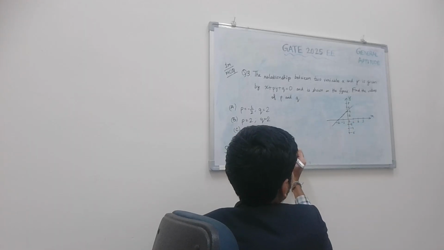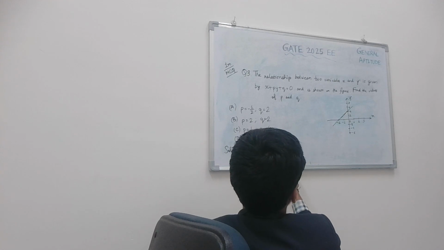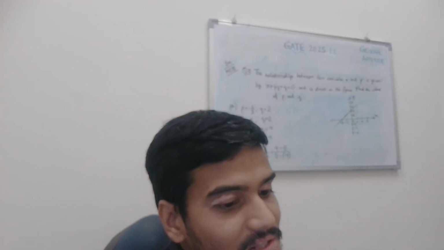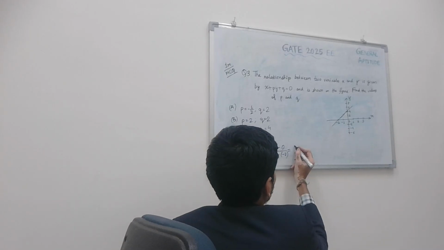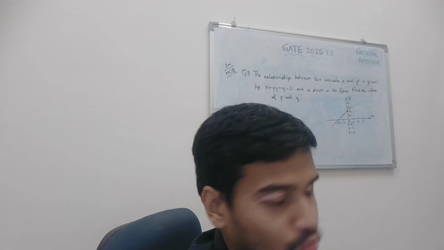And write this 4 minus 0 and 0 minus 2. Right? 4 minus 0, 0 minus 2. So it will be 4 by 2 basically. So it will be 2. Slope of this straight line is 2.